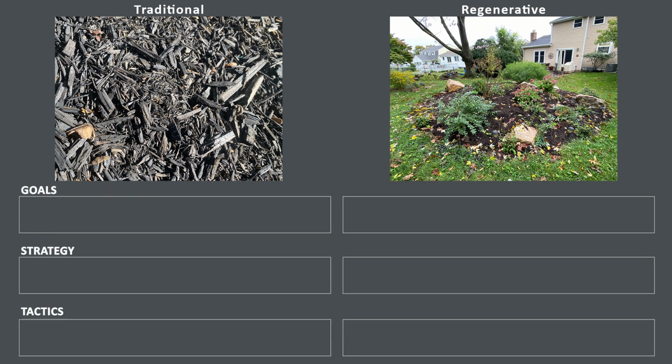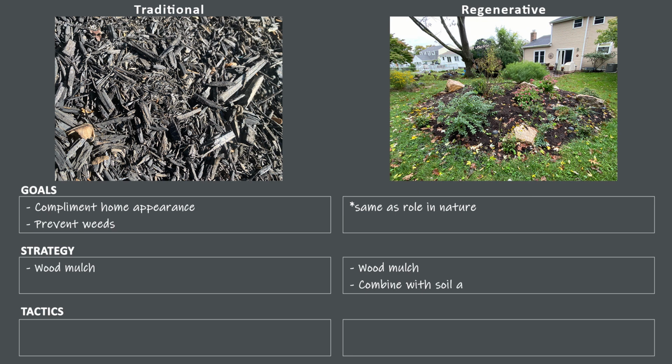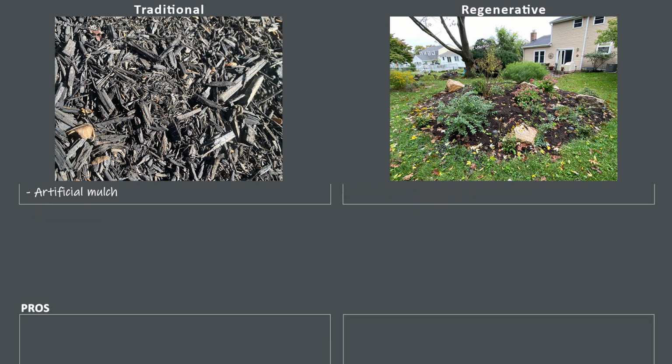The goal for traditional landscapes are typically to complement the home and to prevent weeds, while regenerative landscaping's goals are to capitalize on all those benefits listed in the nature section. For strategies, there are a variety of mulches available, but the common mulch used in my area is either a black dyed wood mulch or a non-dyed wood mulch. Therefore, as I go through the pros and cons, I'm assuming that black dyed mulch was used for traditional, and a triple non-shredded, non-dyed bark mulch was used for regenerative.